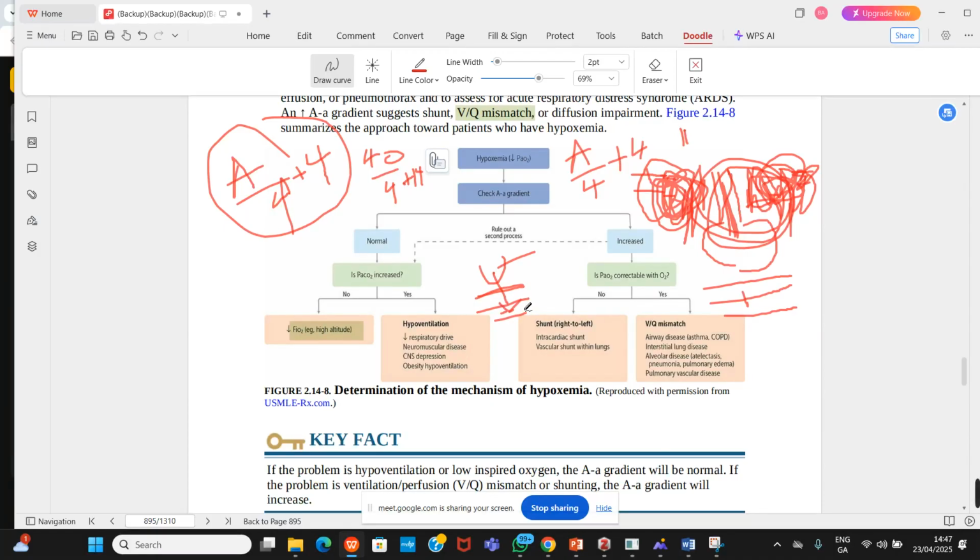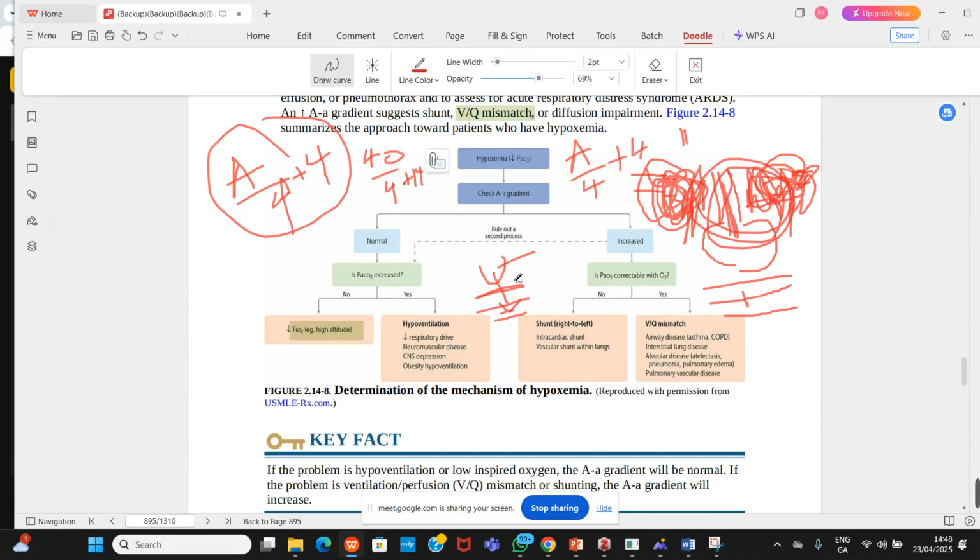Now, if somebody has a shunt process, it means that oxygen cannot leave this lung, either because the lung is totally collapsed or there's a total consolidation of that lung, so that oxygen cannot leave. It means that blood that is flowing across that lung is shunted. It means it's just flowing. There's no oxygen diffusing towards it. That is what we call shunting.